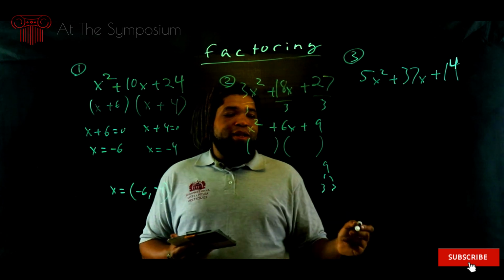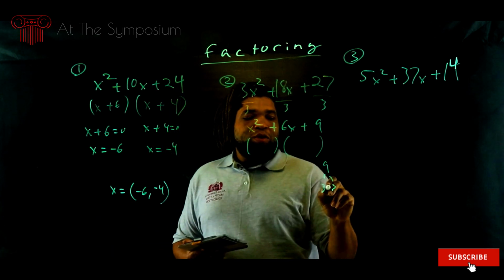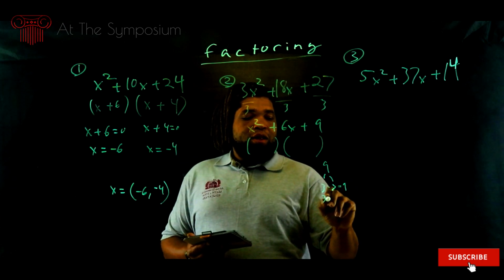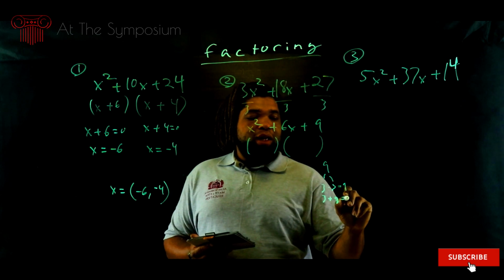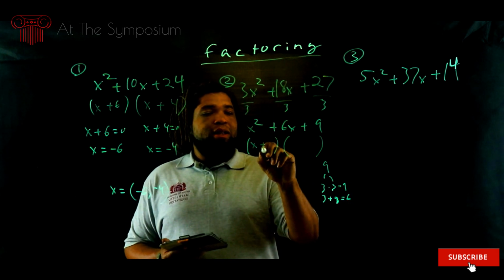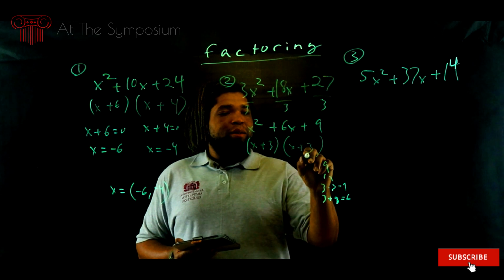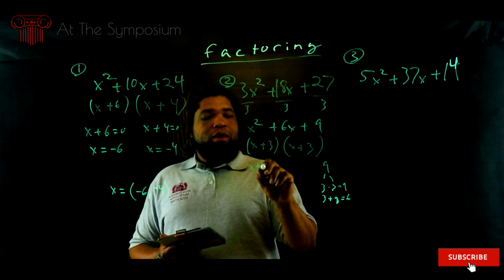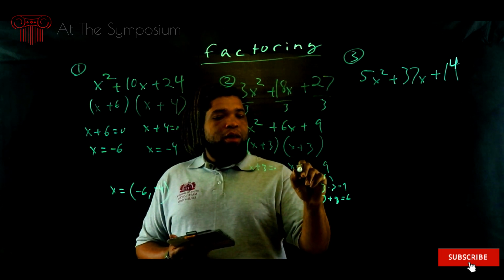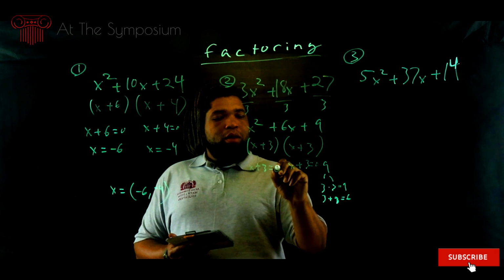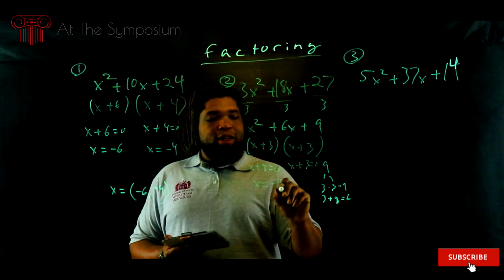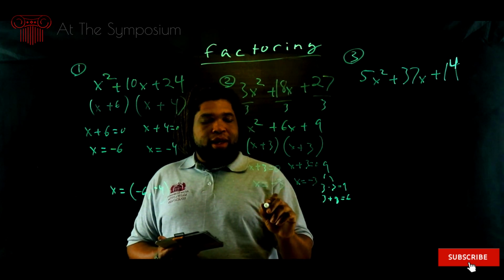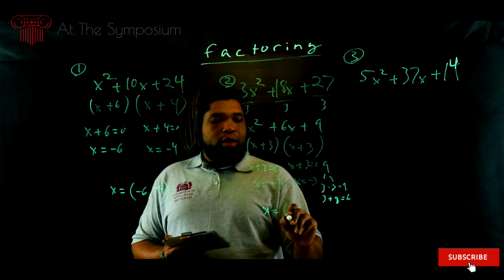I think we could do that one in our heads, because 9 can be only multiplied by 2 numbers, and that's 3. So 3 times 3 is 9, and 3 plus 3 is 6. So we're going to do x plus 3, x plus 3. If we drop that down, that's going to give us x is equal to negative 3, x is equal to negative 3, and our answer is going to look like this.